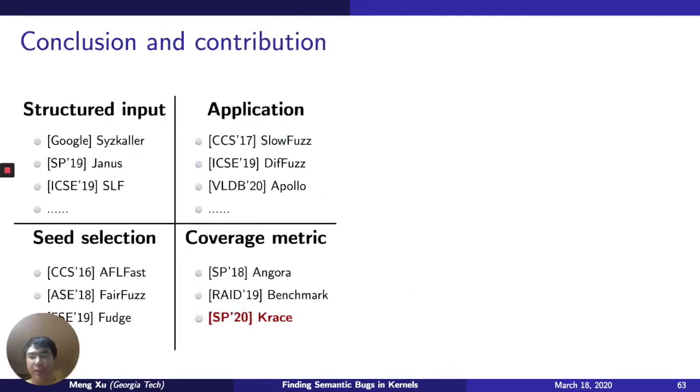So in conclusion, fuzzing is really becoming a crowded topic now. Krace nicely fits in the scheme of how we further expand the coverage metric in fuzzing systems. And certainly we can benefit from developments in other areas too, such as how to generate structured input, how to do seed selection, and whether we can extend this to other applications as well. So these will be very promising future works.